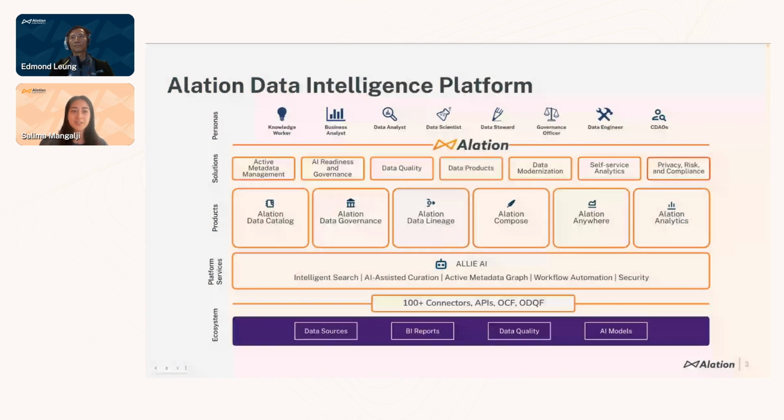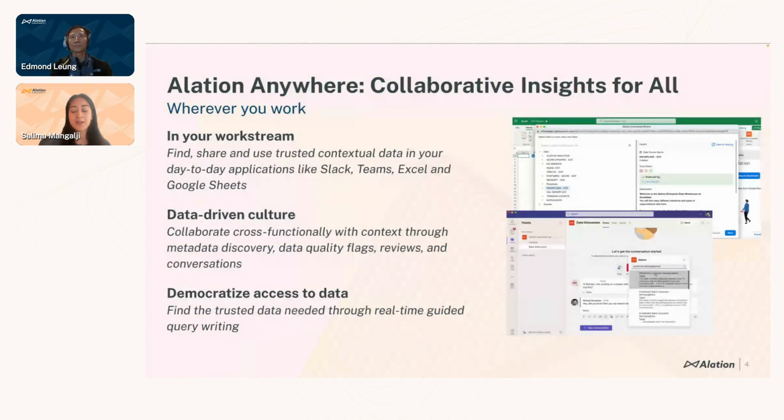Looking at our architecture, Alation spans multiple products and solutions, from active metadata management all the way to privacy, risk, and compliance. I also wanted to point out our product suite. We have a wide range of products from the Alation Data Catalog, Alation Data Governance, Lineage, Compose, Alation Anywhere, and Alation Analytics. Today, we are going to double tap on Alation Anywhere as we've had some very exciting new product launches. And today we actually launched our Chrome extension. So we'll go into that a little bit later, and Edmund will show a demo of what our Chrome extension looks like in practice.